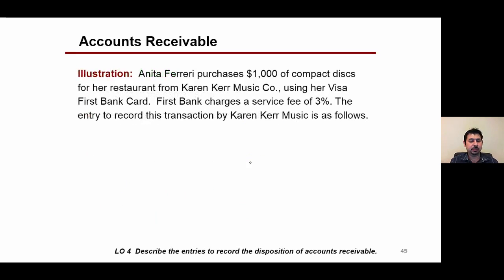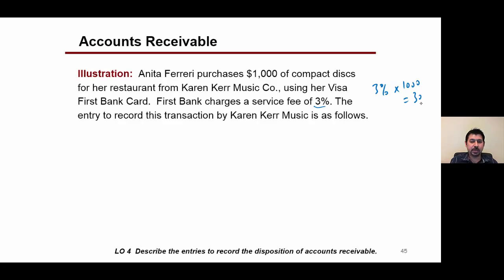Let's see how this is done. Anita Ferreri purchases $1,000 of compact discs for her restaurant from Karen Kerr Music Company using her Visa First Bank card. First Bank charges a service fee of 3%. The entry to record this transaction by Karen Kerr Music is as follows. Once again, this will be recorded as a cash transaction, but for the amount of 1,000 minus 3%, which is 30. So the fee will be 3% multiplied by 1,000, which is $30.